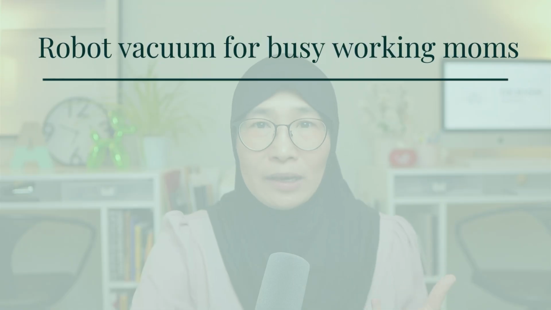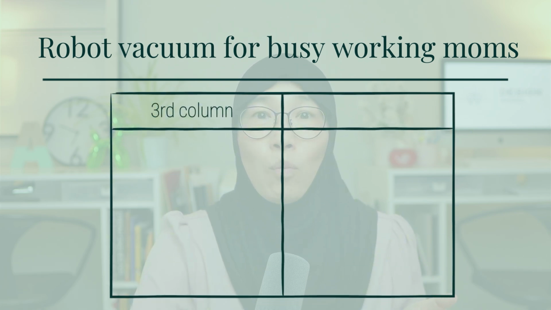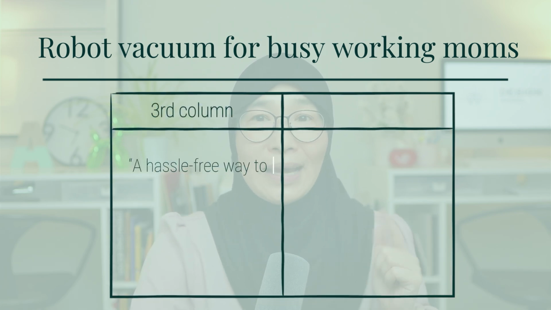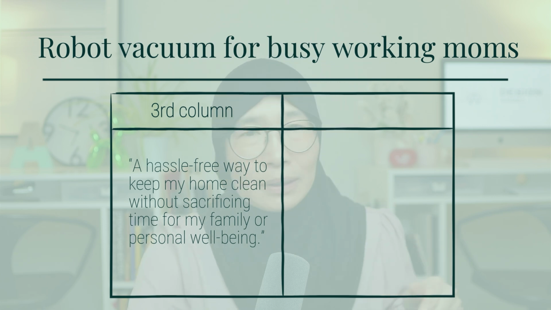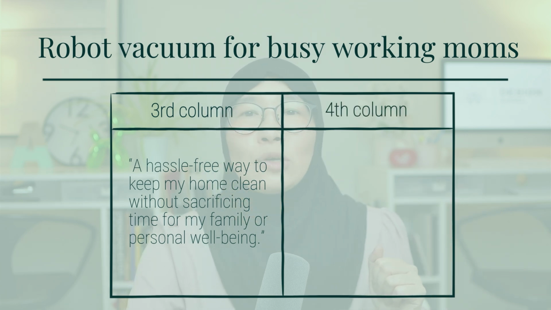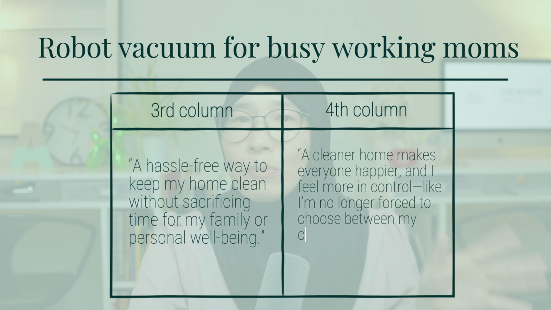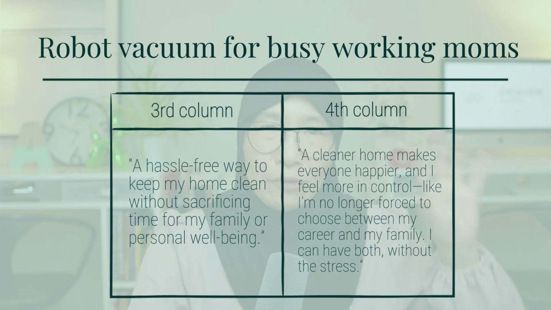Let's take the robot vacuum for busy working moms as an example again. Do you remember the third column? We have what they want, right? What they want is a hassle-free way to keep my home clean without sacrificing time for family and personal well-being. That's what they want. And then the fourth column is thinking or feeling, right? So they want a cleaner house without compromising. So they want to feel everybody is happier. They want to feel in control, right? They no longer need to be forced to choose between career or family. They can have both without the stress.